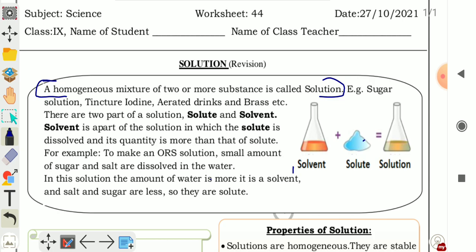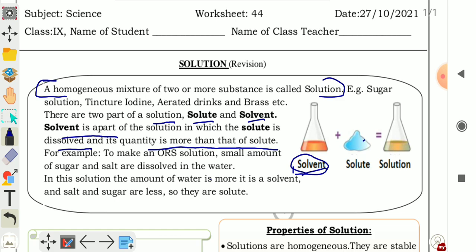There are two parts of solution. How many parts? There are two parts of solution. First one is solute and second one is solvent. What is a solvent? Solvent is a part of solution in which solute is dissolved and its quantity is more than solute. So the quantity of solvent is more than solute.